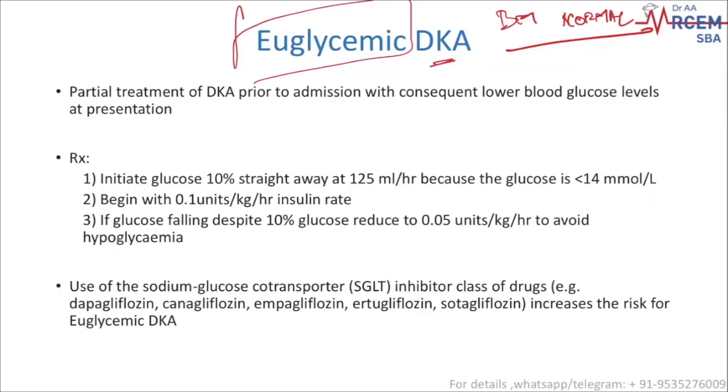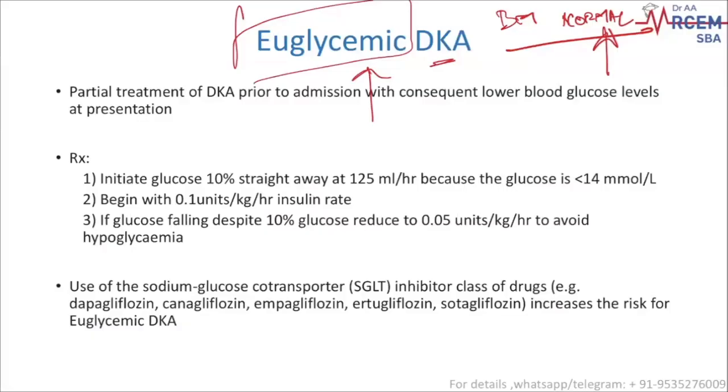This subcutaneous insulin will bring down the sugars to the normal range, but the ketones will still remain on the higher side. That's why it is known as euglycemic DKA, a partially treated DKA where the patient is still dehydrated, where the patient's ketone levels are still high, and only the glucose levels have fallen because the patient has taken supplementary insulin.